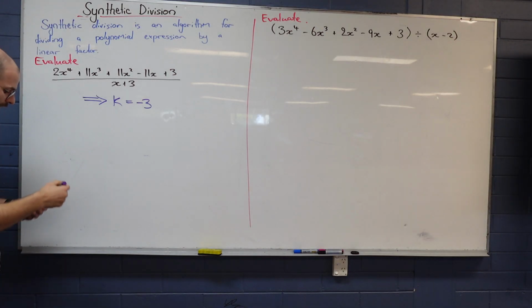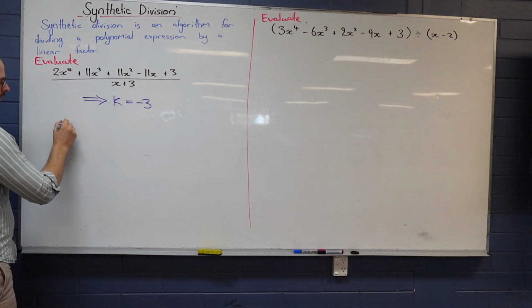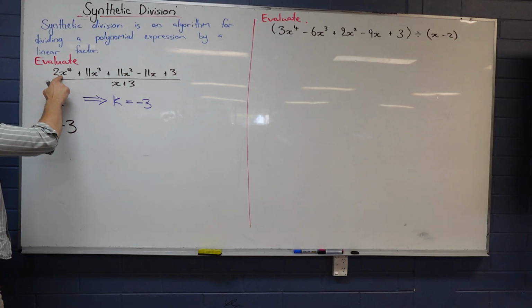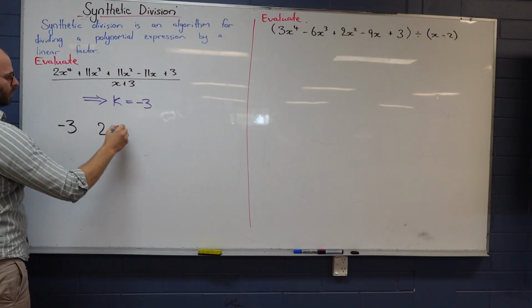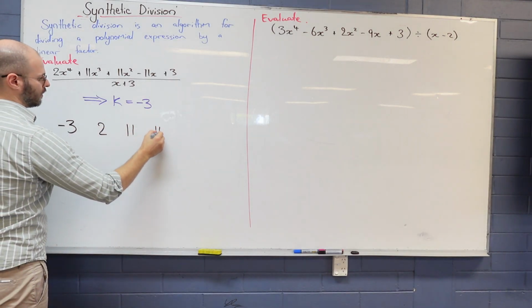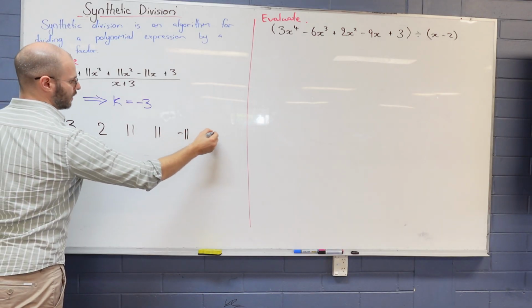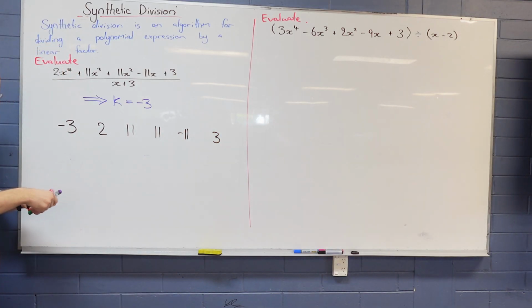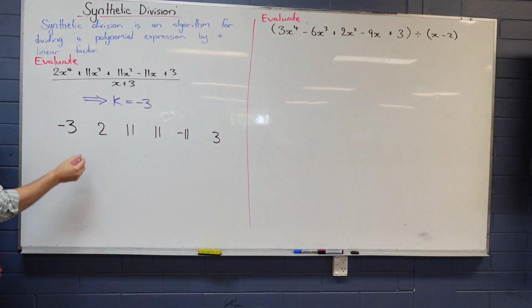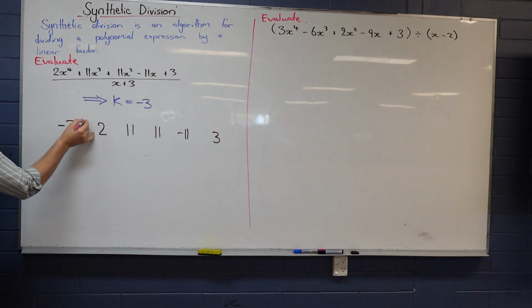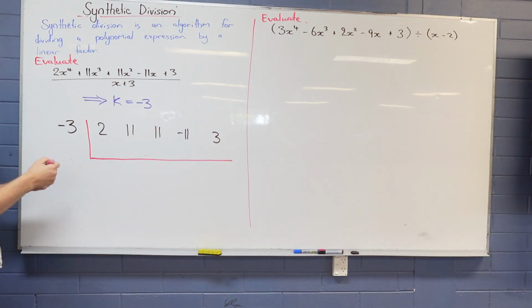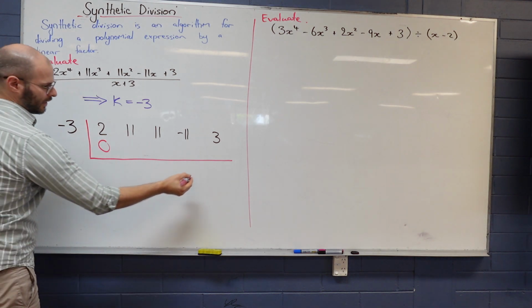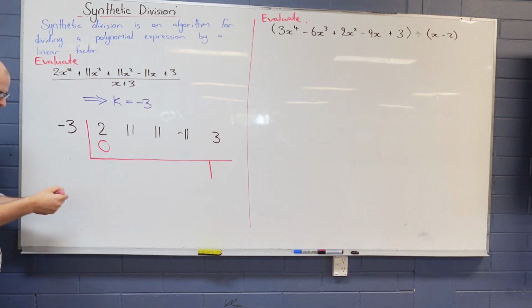Next, I'm going to jump into the algorithm. The algorithm itself is going to start off with k. And then I'm going to write all of the coefficients of the polynomial in a linear fashion. So I go 2, 11, 11, negative 11, and 3. Next, I set the algorithm up by drawing the framework around it. Between the k and the coefficients, I drop a line, and then I bring my line across. Next, I put a 0, and finally, I put a notch.